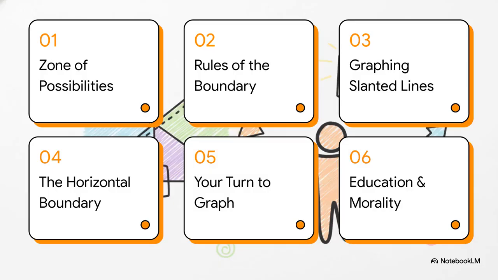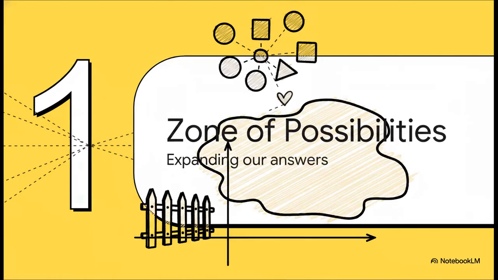Here's our roadmap for today. We'll start with the zone of possibilities, look at the rules of the boundary, and then get into graphing slanted lines and the horizontal boundary. After that, it's your turn to graph, and we'll wrap it all up by talking about education fused with morality. Let's get to it. Part 1, the zone of possibilities, where we start expanding our answers.